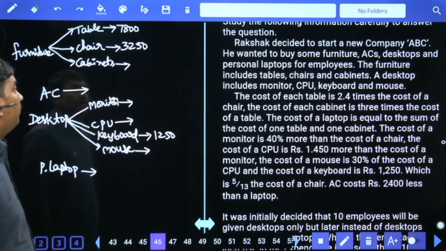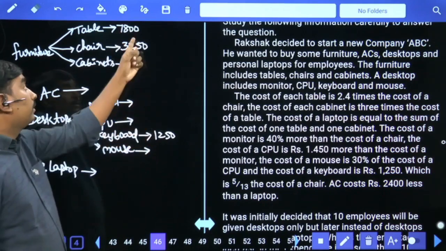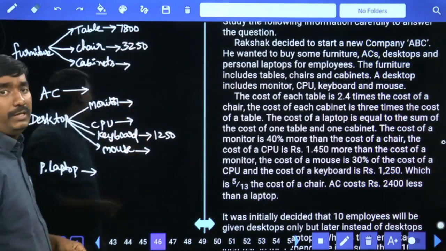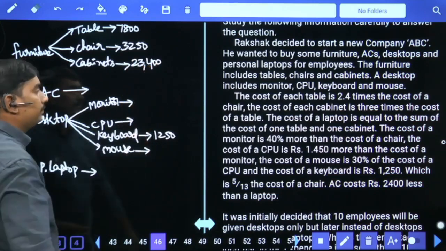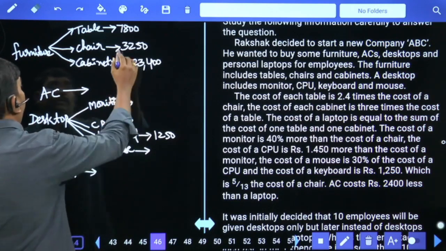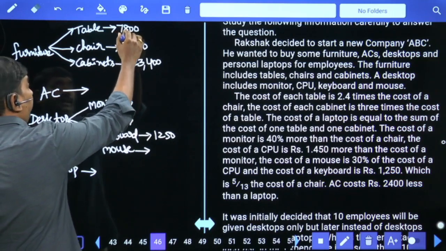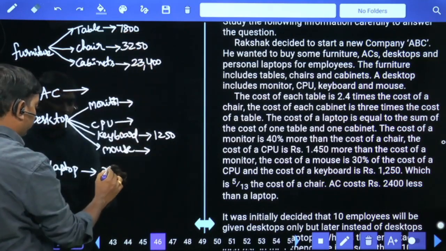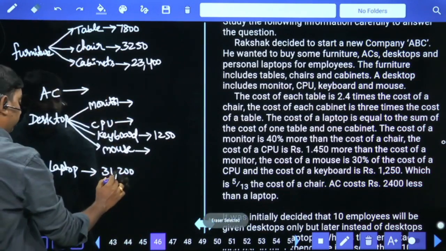Cabinet is 3 times of the cost of a table. 3 times of 7000, 21,000. 3 times of 800, 2400, 23,400. Cabinet is 23,400. Cost of a laptop is equal to the sum of cost of one table and one cabinet. 23 plus 7, 30,000. 800, 400, 1200, 31,200. Cost of a laptop, 31,200.